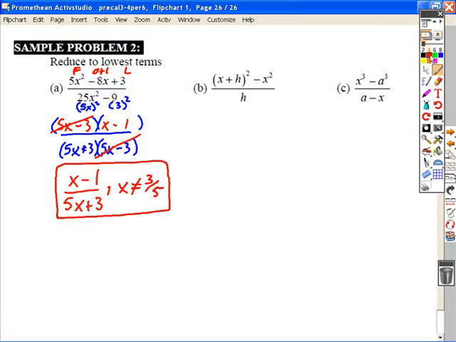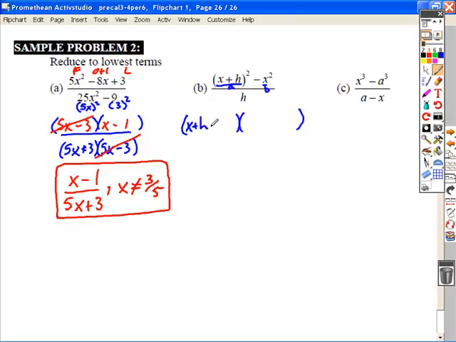And it's still going to fit that pattern. And the pattern is, when you factor it out, you're going to take the sum of the terms being squared times the difference of those. So here's our a value. And here's our b value.